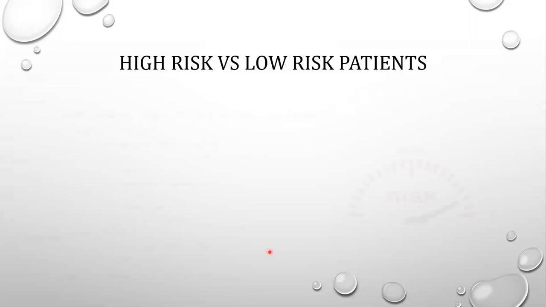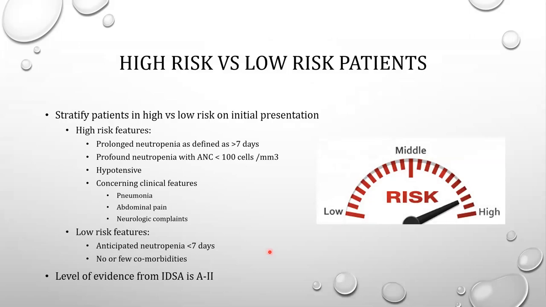So, risk stratifying your patients. When you have a febrile neutropenia patient, you try and gauge whether they're high or low risk on the initial presentation. So if they've had prolonged neutropenia for greater than 7 days, if they have profound neutropenia with an ANC less than 100, obviously if they're hemodynamically unstable, or if they have other concerning clinical features for a severe bacterial infection or a focal point of infection, including pneumonia, if they have abdominal pain or neurologic complaints. Patients that are considered lower risk have no or few comorbidities, or an anticipated neutropenia less than 7 days. And this was published by the IDSA with a level of evidence that is A2, at least a few cohorted and observational studies that went into this.